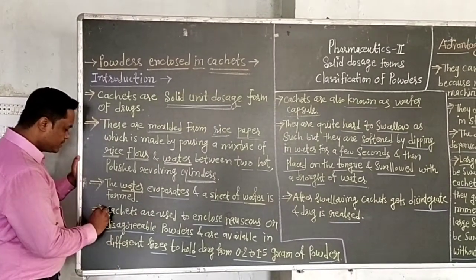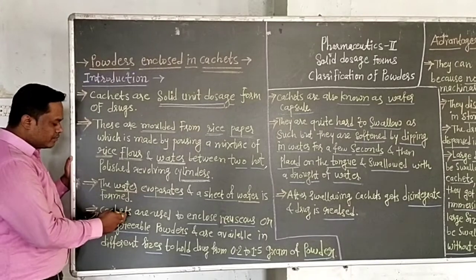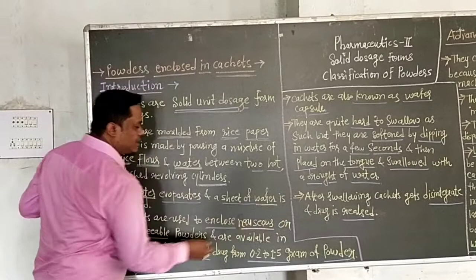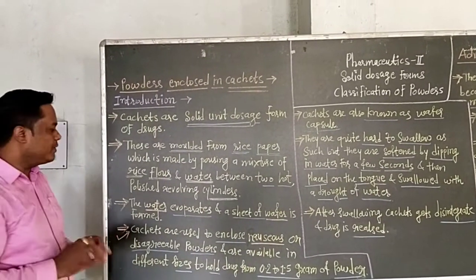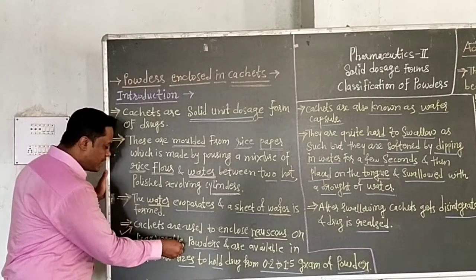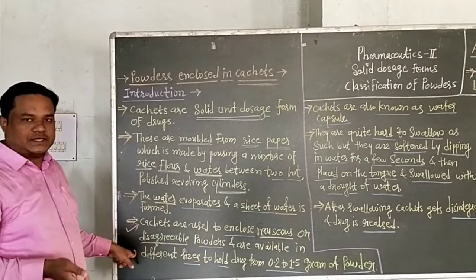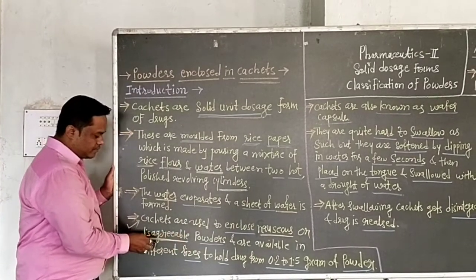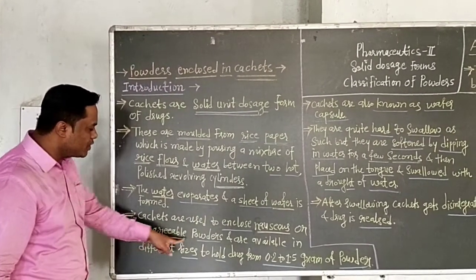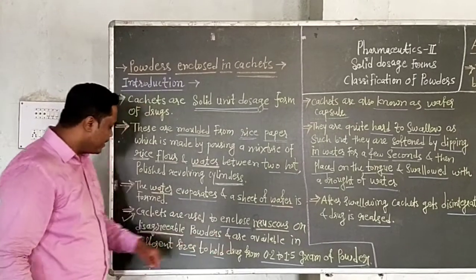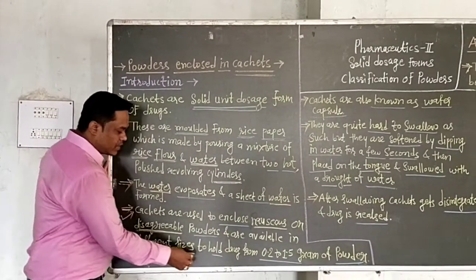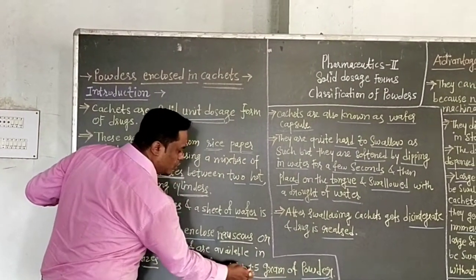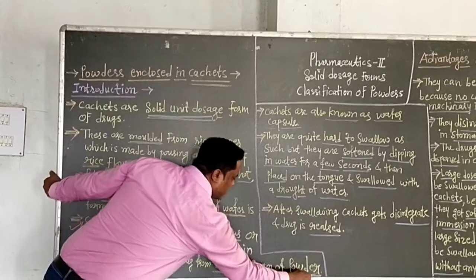And why are cachets made or prepared? This is the reason. Cachets are used to enclose nauseous, meaning causing vomiting, or disagreeable powders. Disagreeable means unpleasant, which are not directly taken by humans. They are available in different sizes to hold the drug, and this is important, from 0.2 to 1.5 gram of powder. The capacity is large.